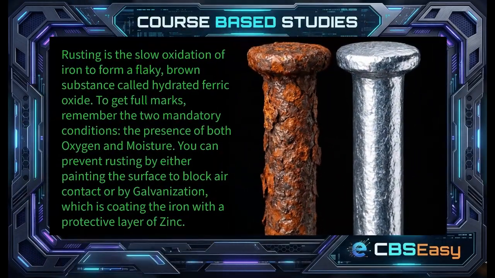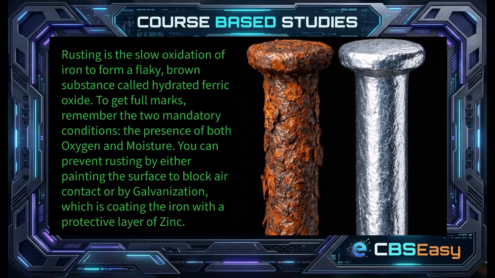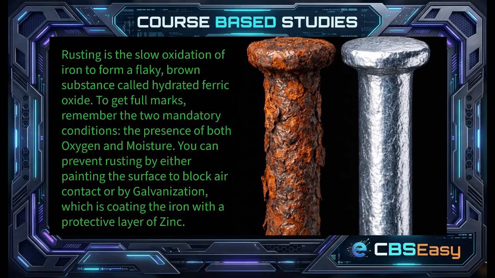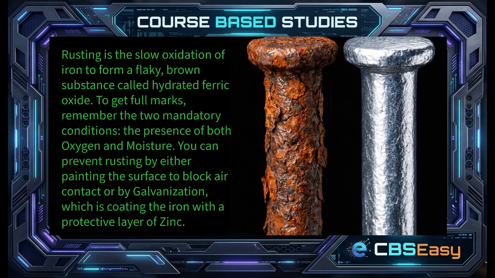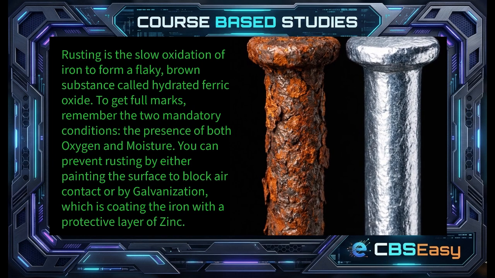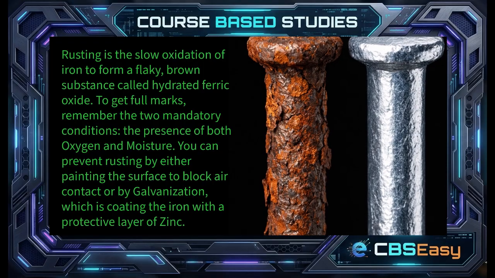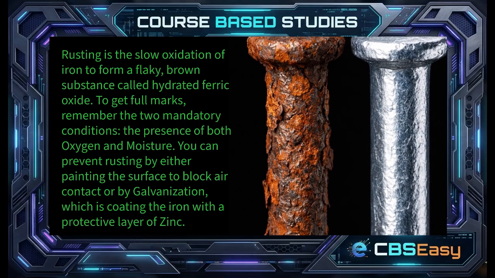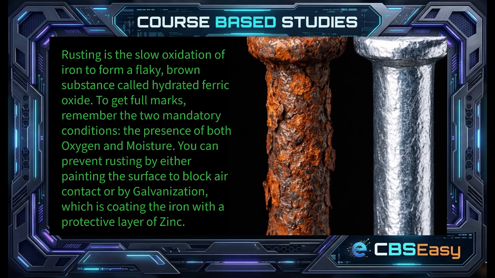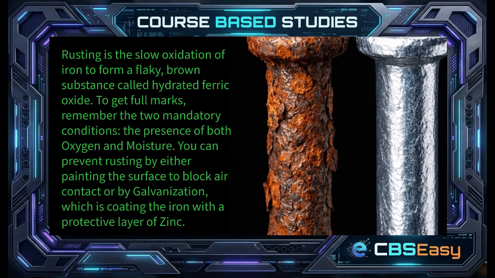Answer. Rusting is the slow oxidation of iron to form a flaky brown substance called hydrated ferric oxide. To get full marks, remember the 2 mandatory conditions, the presence of both oxygen and moisture. You can prevent rusting by either painting the surface to block air contact or by galvanization, which is coating the iron with a protective layer of zinc.